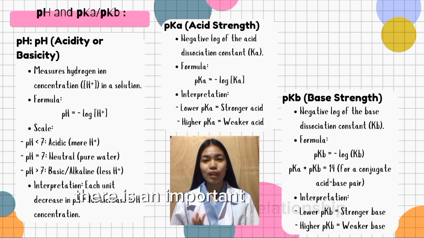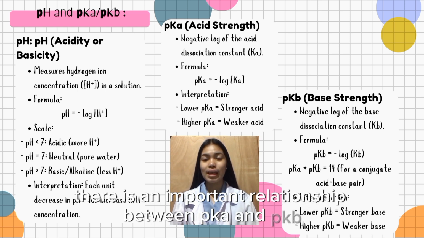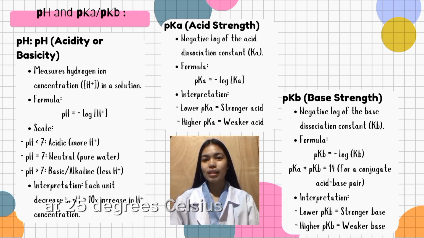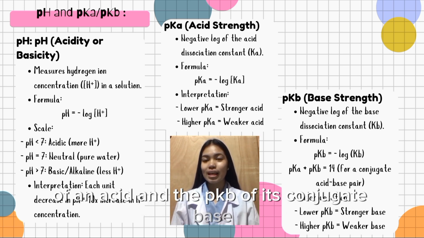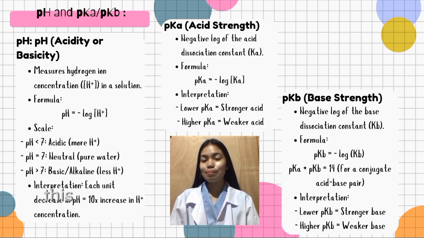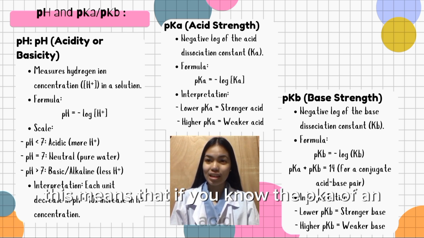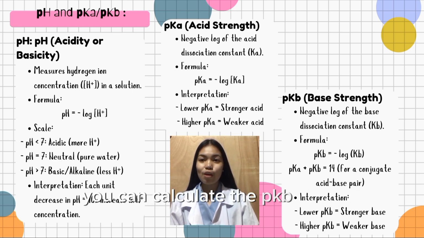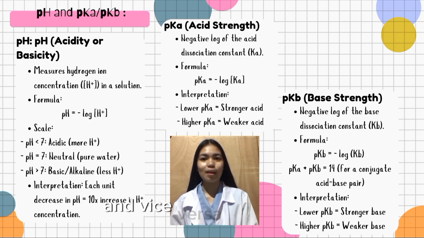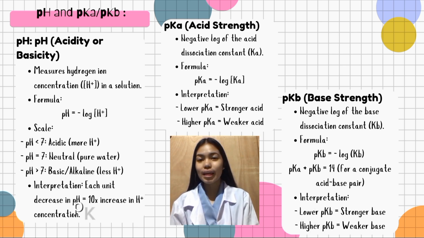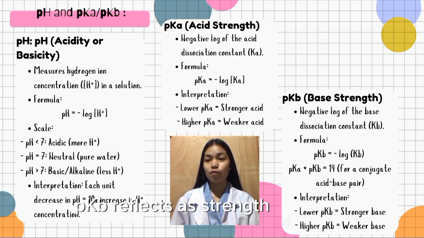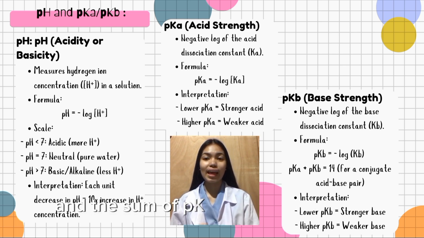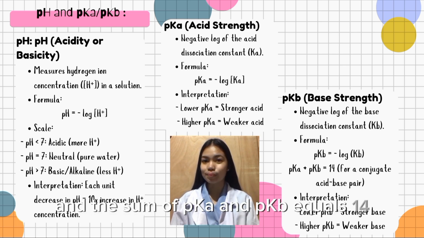There is an important relationship between pKa and pKb at 25 degrees Celsius. The sum of the pKa of an acid and the pKb of its conjugate base is always 14. This means that if you know the pKa of an acid, you can calculate the pKb of its conjugate base and vice versa. In summary, pKa reflects the strength of an acid, pKb reflects the strength of a base, and the sum of pKa and pKb equals 14.